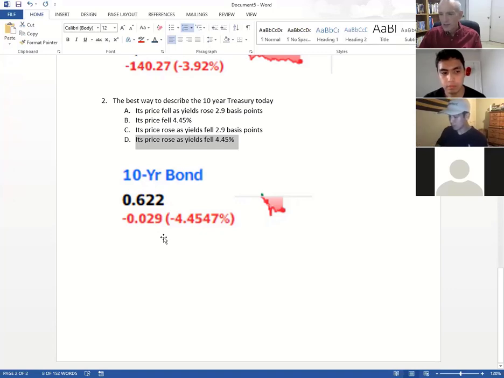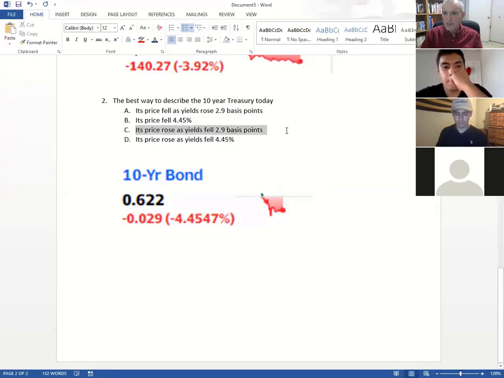You don't want to walk into an interview on a day when interest rates are changing 20 basis points and you don't know that's going on. That would be really embarrassing. So today, yeah, interest rates are down 2.9 basis points. Bond prices rose slightly. So C would be your answer on this one.